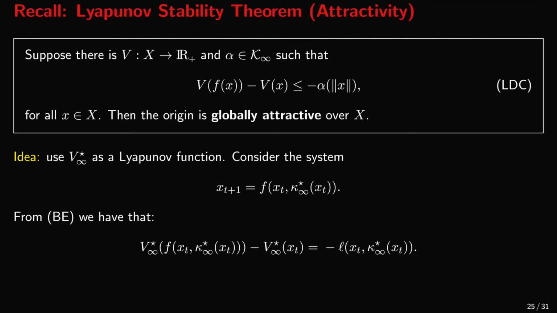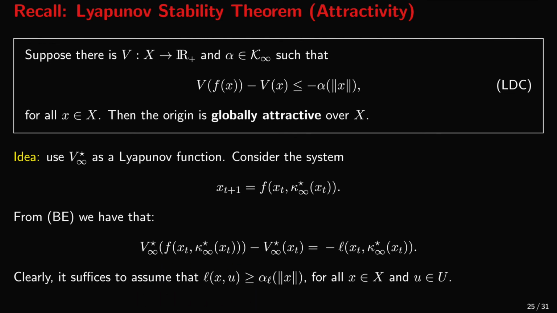The idea is to use V infinity star as a Lyapunov function. So consider the kappa infinity star controlled system. From Bellman's equation, we have this expression where we see the difference of the energy of the controlled system at the next state minus the energy at the current state. Clearly, it suffices to assume that L of x, u is larger than or equal to some K infinity class function alpha L of the norm of x.